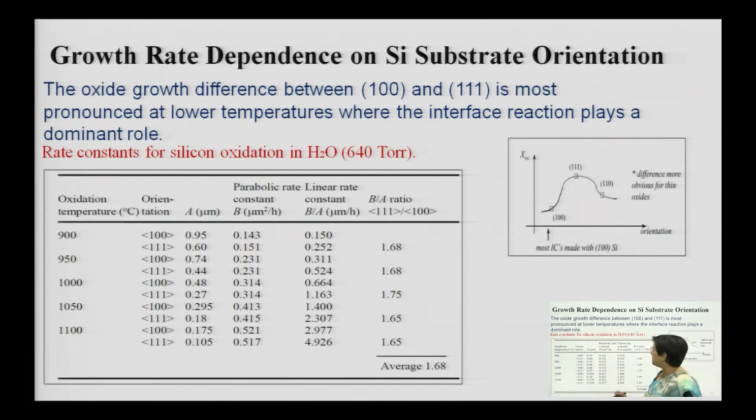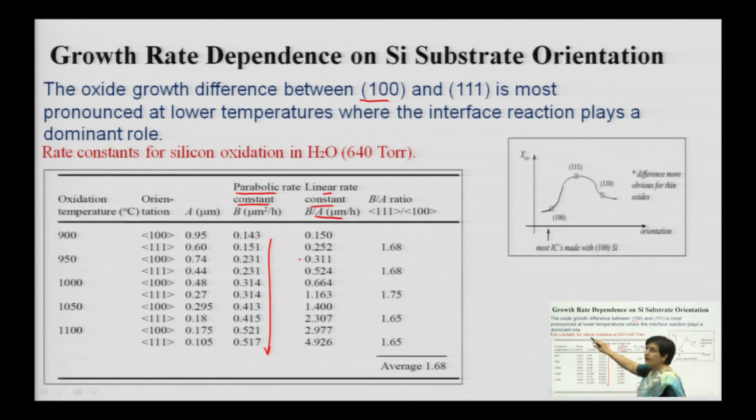Then comes what is exactly being shown over here. Please see, the activation energy is also being shown. For the parabolic rate constant you will see only a small change in the values, whereas the linear rate constant B by A has a heavy dependence on temperature. You know already that oxidation is greatly dependent on temperature and also on substrate orientation.